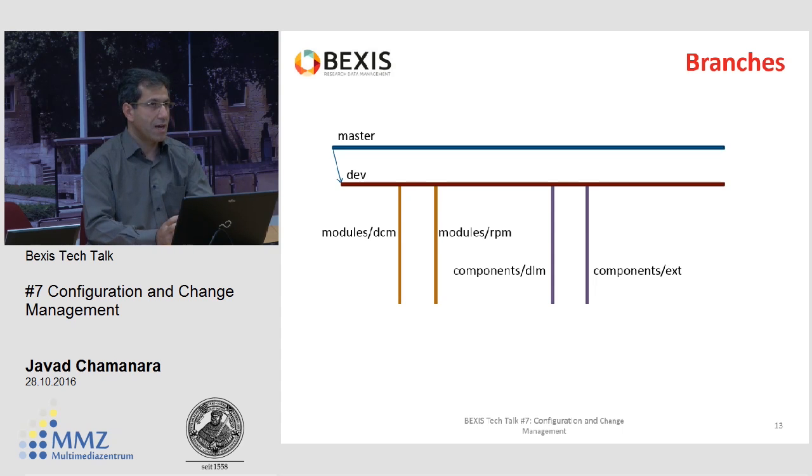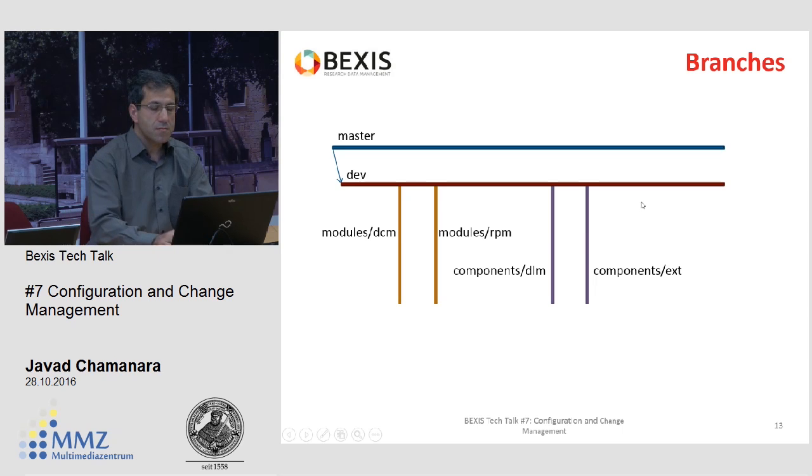This kind of work we have architecturally designed to be standalone components, and in source control we also keep them isolated, and from time to time we merge their results into the dev branch. So on the dev branch, from time to time we will see some contribution from DCM, RPM, DLM and EXT in terms of commits done on those branches. And then an integrator, a person who knows the whole system, takes care of the consistency and compatibility of the committed changes into the dev branch.